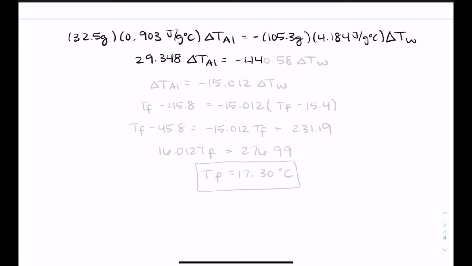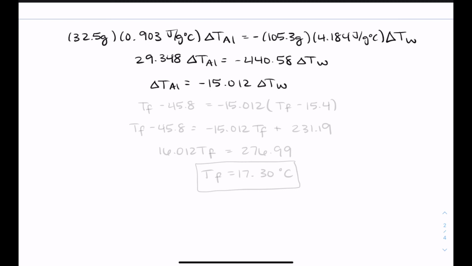So I've got this as 32.5 grams times 0.903 joules per gram degree C times delta T for the aluminum is equal to negative 105.3 times 4.184 times delta T for the water. This gives me 29.348 delta T for the metal equals negative 440.58 delta T for the water. So delta T for the metal is negative 15.012 delta T for the water.